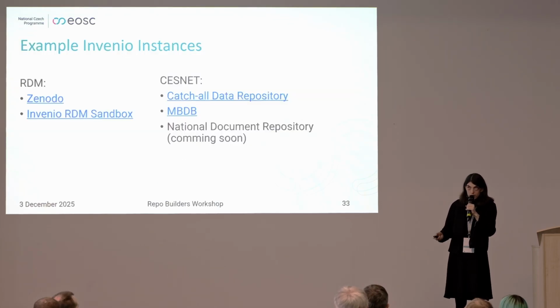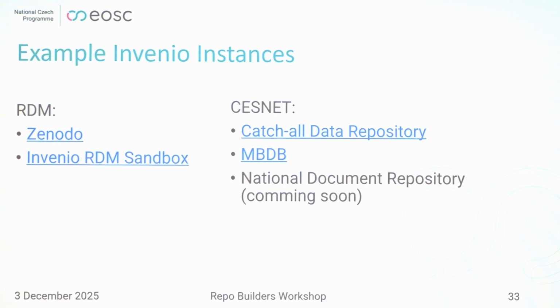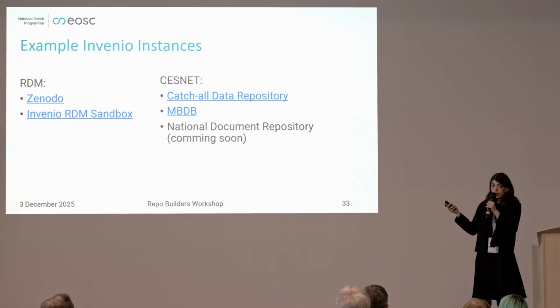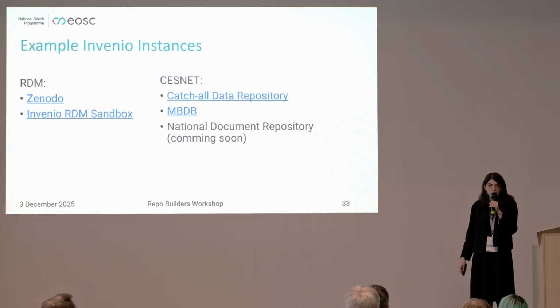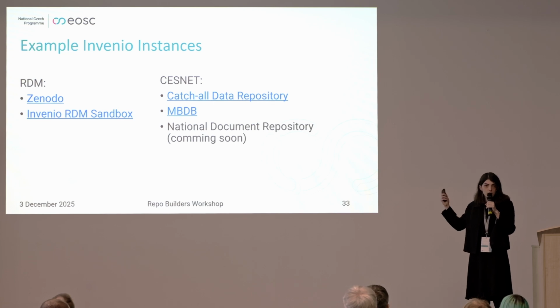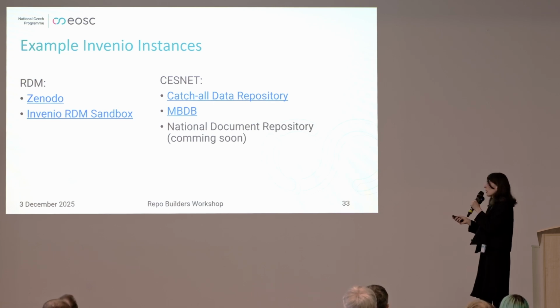So what are those? First, examples of Invenio. Zenodo, which you know the best. There's also an Invenio RDM sandbox that you can check and see what it looks like out of the box. Within the NRP, there are 2 instances. One is the catch-all data repository, which is still under development. It still doesn't have the data model we are planning it to have and the visual identity and stuff like that, but it is in operation. You can put your data there.